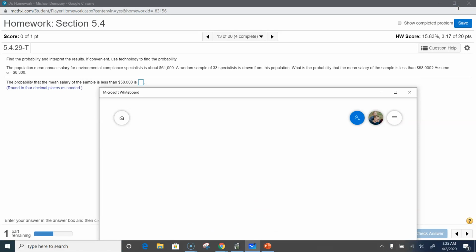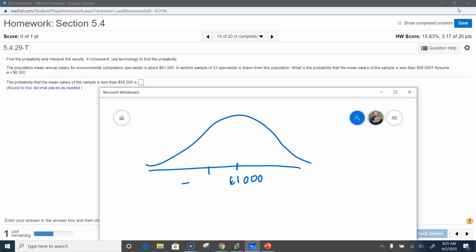All right, I have a mean of 61,000. I'm going to put that in the middle here. And recall, I'm going to take a sample of 33, so the standard deviation is going to be smaller. What's the probability that the sample mean salary is less than 58,000? Again, I might not be drawing my areas very accurately, but that's okay. We're going to do normal CDF to figure out what it really is.